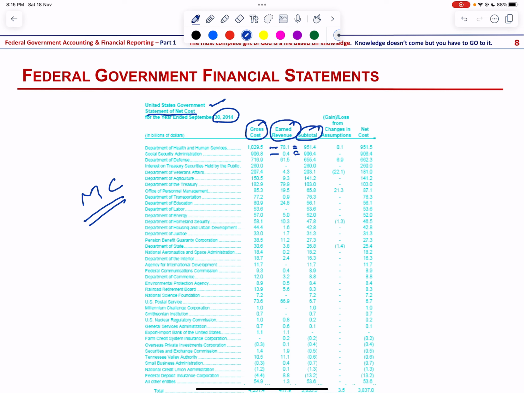Then any gain from changes in assumption will be subtracted from subtotal, while any loss from changes in assumption will be added to the subtotal. You can see here that there is a loss, and the loss is going to be added to the subtotal. In this case, there is a gain, and the gain is going to be subtracted from the subtotal.